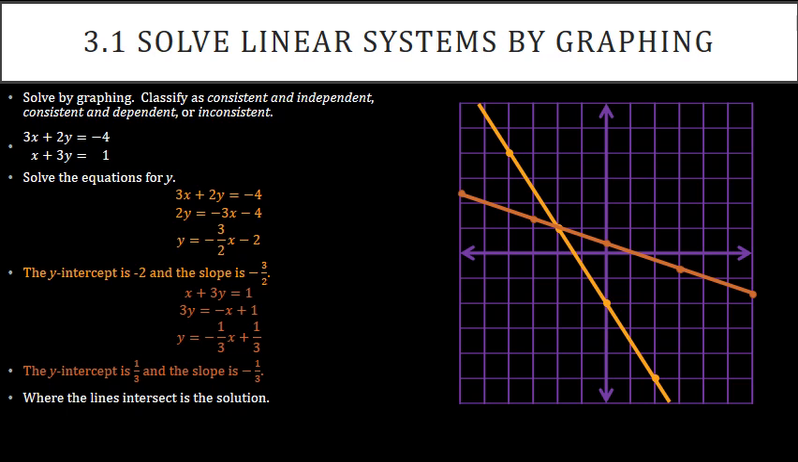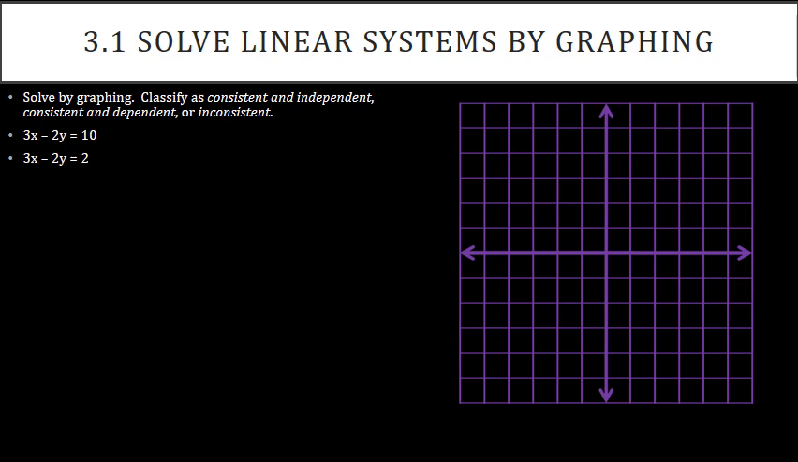The point where the lines intersect is the solution. So you can see we have one solution. By looking at the graph, it appears to be (-2, 1). Since there's one solution, the system is consistent and independent. Let's try another.